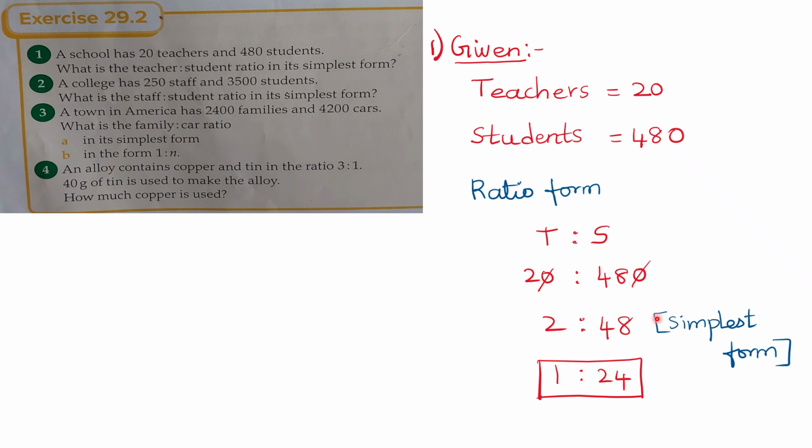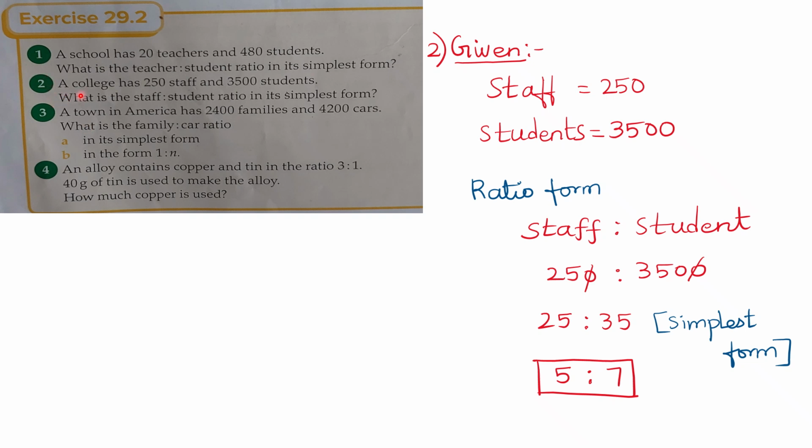Now we have to do the simplification. First we cancel the 0. What is remaining? 2 is to 48. Again we do the simplification by the 2 table. So 1 is to 24.